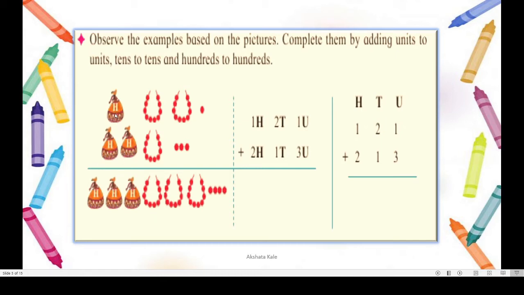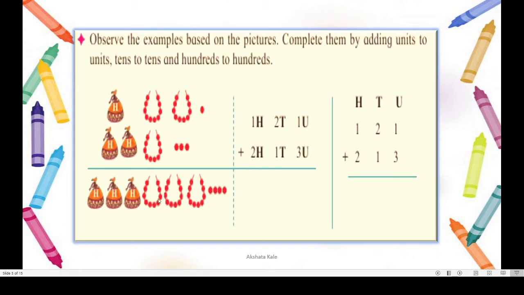Now here, 100. See here, 100. How many tens are there? 1, 2. So 2 tens. How many units? Unit means single. 1 unit. Here also 200. Here 2H. H means 100. 110, 1T, and 3U, 3 units. Right? And here the answer is 300.